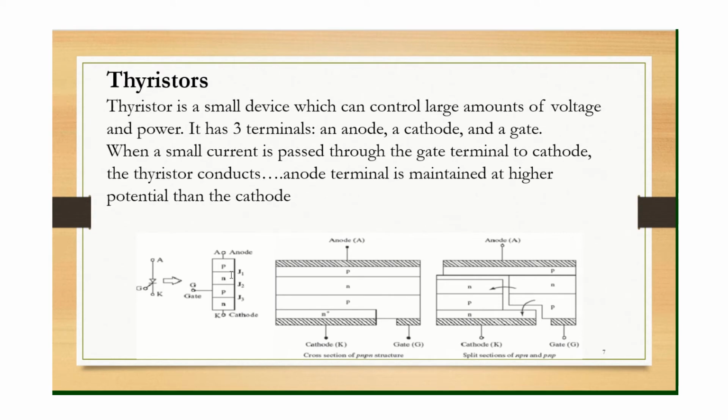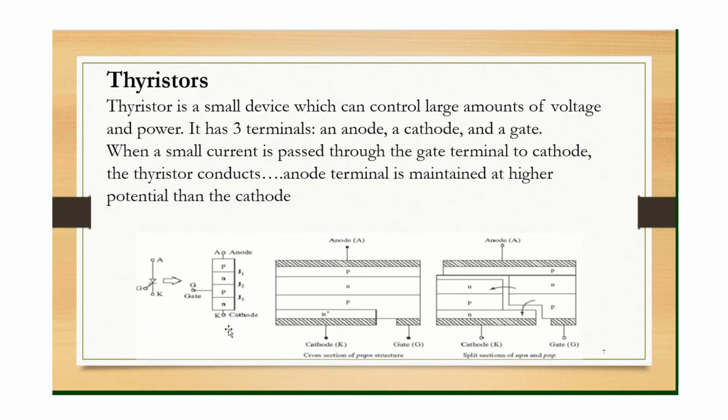Next semiconductor device is the thyristor, which I guess you are familiar with. Basically, this is the symbol of the thyristor. It is a small device which can control a large amount of voltage and power. It's a three-terminal device. It has anode, cathode, and a gate. When a small current is passed through the gate terminal, the thyristor will be turned on, or it starts conducting.